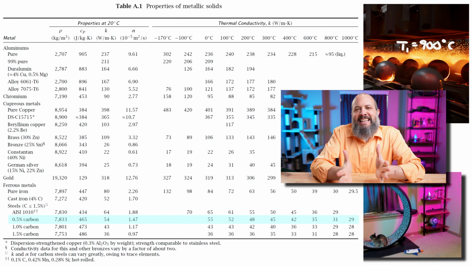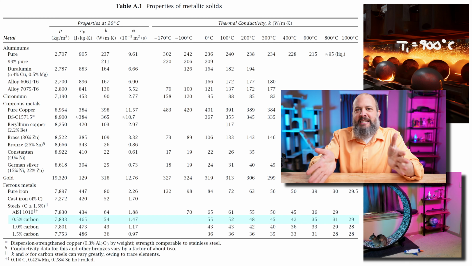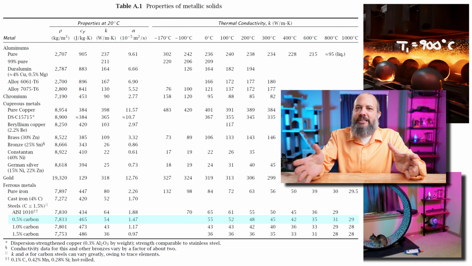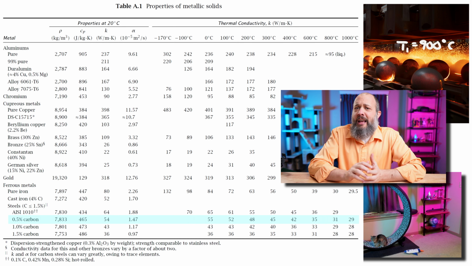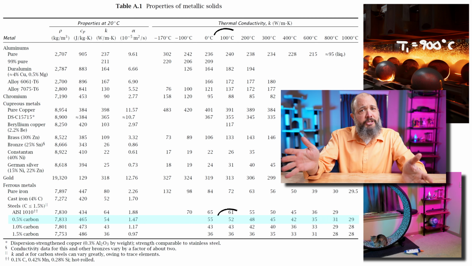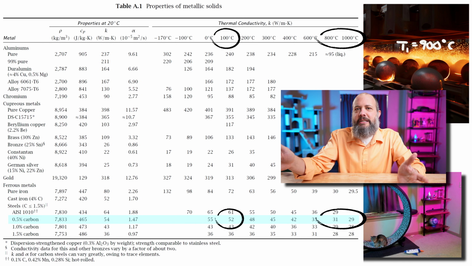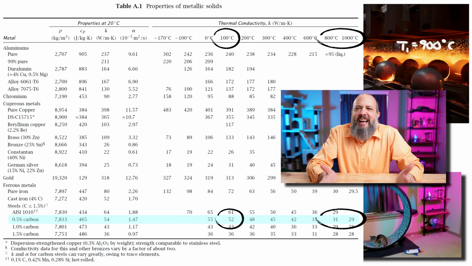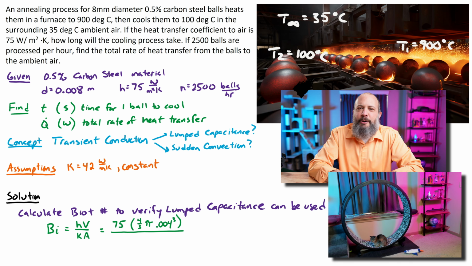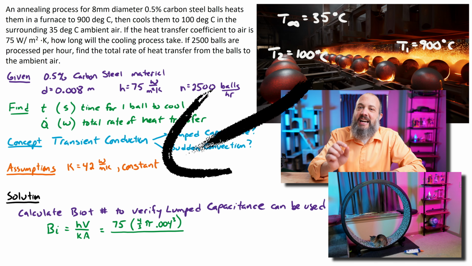Because carbon steel has a different value of K at different temperatures. The hotter it gets, the smaller the value for K ends up being. And we've got a huge range of temperature here, from 100 degrees all the way up to 900 degrees. So we see a range of K values: at 100 degrees it's 52, versus around 30 at 900 degrees. I'll pick a number kind of in the middle of 42 watts per meter Kelvin, and I'm also going to assume that this value is constant.